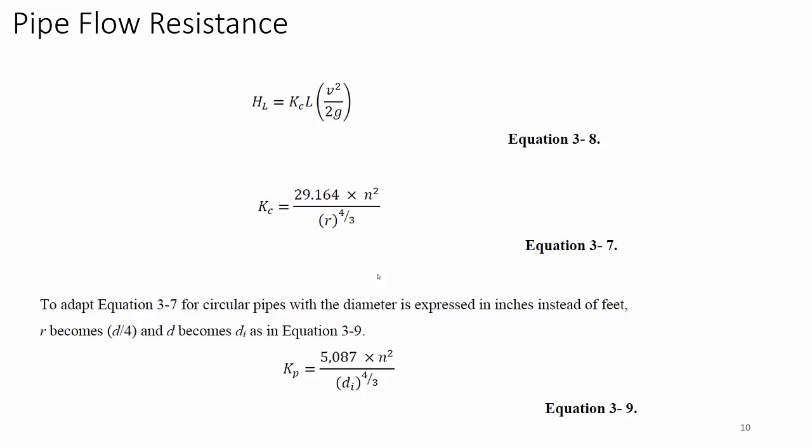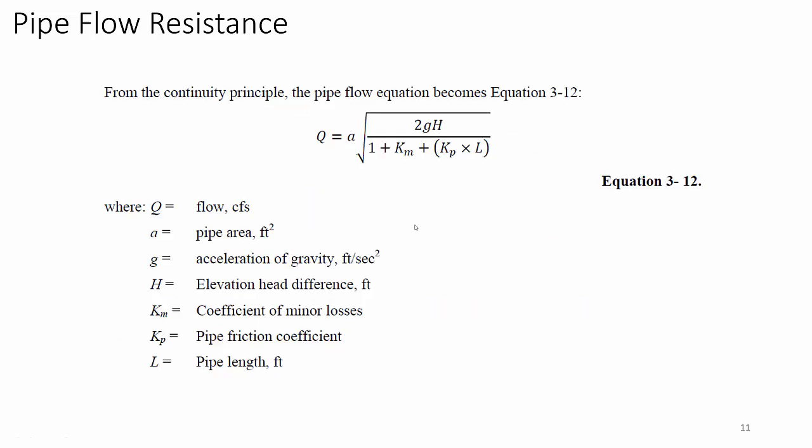So now we have K sub P, which is instead of a conduit, it's a pipe, and R becomes D over 4, the diameter over 4, and D becomes D sub I. So now we have the equation K sub P, the K of pipe, is 5,087 times the Manning's N squared over the diameter in inches of the pipe to the 4/3. And so you multiply that times the length. Keep your units correct, because we're at inches here. We got to keep our units correct. V squared over 2g.